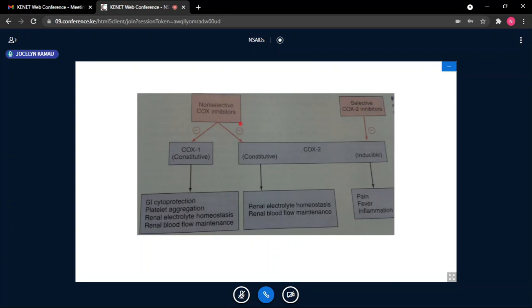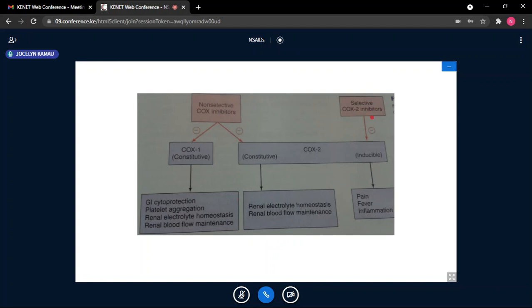So we are saying you have the non-selective COX inhibitors. They will go for COX-1, which is constitutive. They will also go for COX-2, especially the constitutive COX-2. And in doing so, you can see the role of COX-1: GI cytoprotection, platelet aggregation, renal electrolyte homeostasis, renal blood flow maintenance. All this is negatively affected when you give the non-selective COX inhibitors, and no wonder there is quite a lot of toxicity.